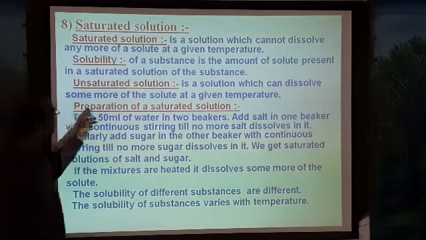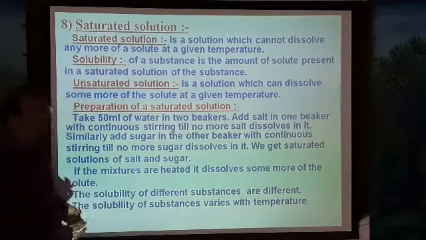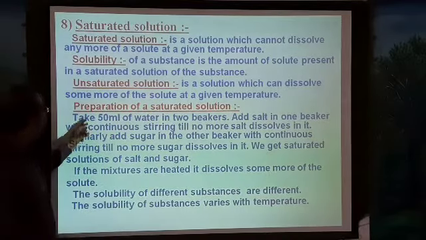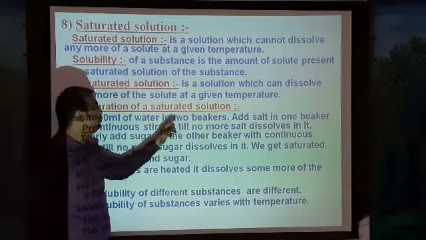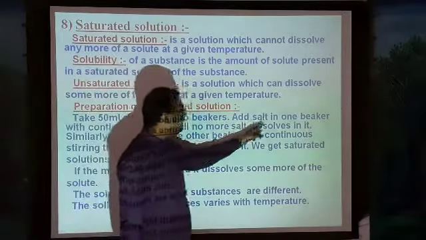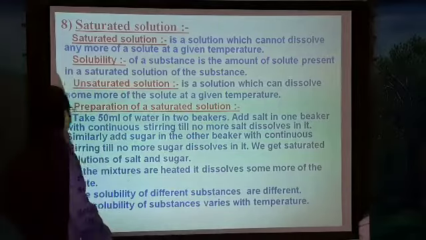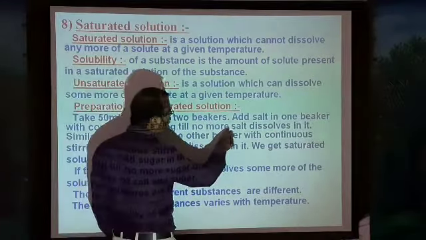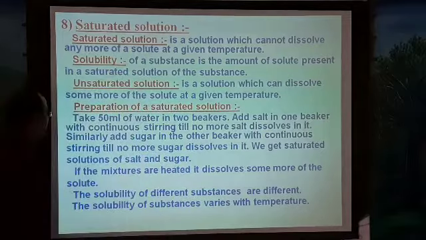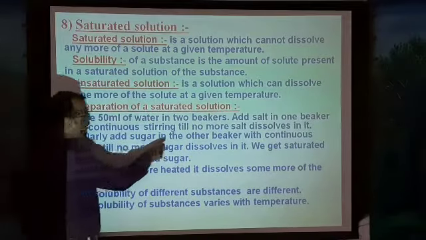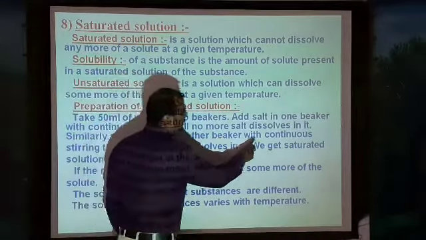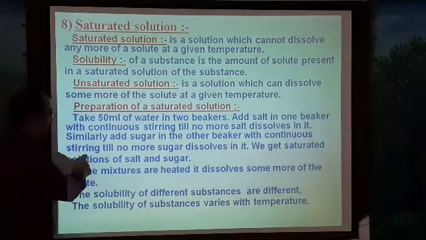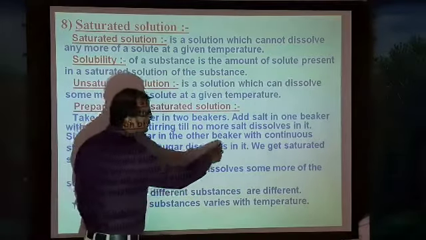Next, preparation of a saturated solution. How can we prepare a saturated solution? Take 50 ml of water in 2 beakers. Add salt in 1 beaker with continuous stirring till no more salt dissolves in it. Similarly, add sugar in another beaker with continuous stirring till no more sugar dissolves in it.